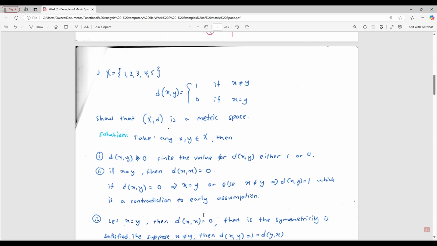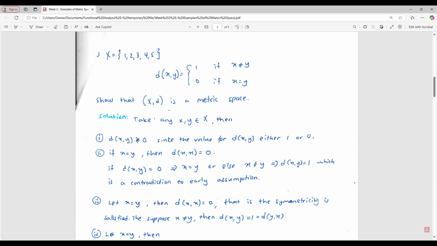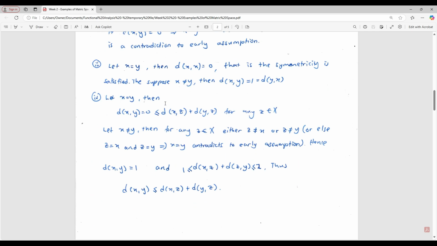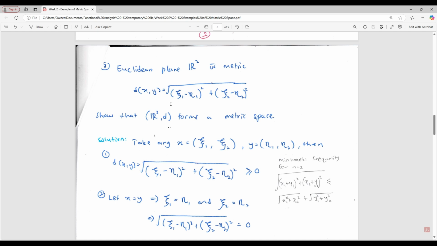So here we already show that this metric with the defined space is actually a metric space. Now we are going to look at a little bit more complicated example where we consider Euclidean space R2. So we define the metric. I think you're already familiar with the formula here. So this is the formula to find the metric on R2. Now we are going to show that the metric here with the given space forms a metric space.